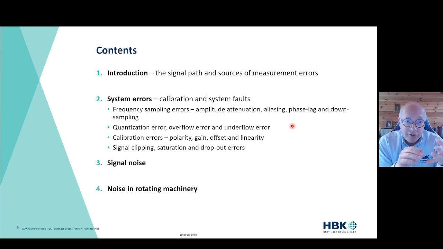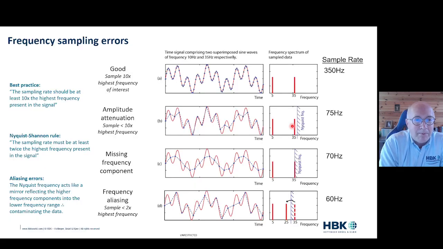We're going to be looking at frequency sampling errors, so amplitude attenuation, aliasing, phase lag and downsampling effects. Then we're going to look at quantization errors, and in particular overflow and underflow errors. Then calibration errors, so polarity, gain, offset and linearity. And we're just going to finish off by looking at signal clipping, saturation and dropouts. And most of these cannot be corrected. We can detect that they're there, but when we've detected it, there's nothing we can do about it apart from go and remeasure it all again. So these are bad errors. So let's start with frequency sampling. What should we set the sample rate to be?